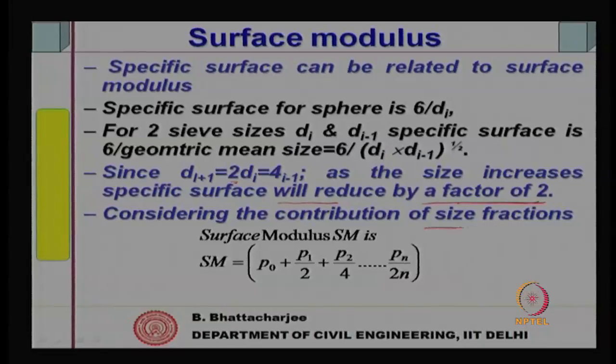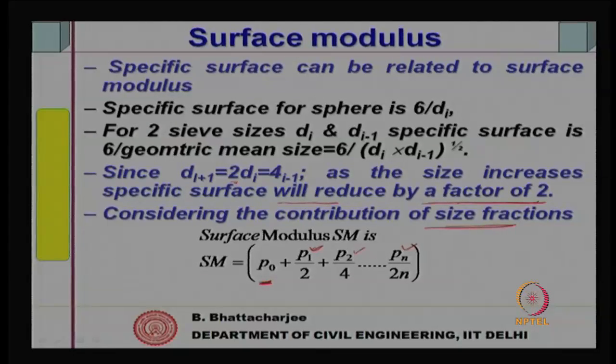So, considering contribution of all size fractions, I can write therefore, surface modulus as, this is the size fraction of the bottommost sieve that is retained in 75 micron passing through 150, and this is the P1, P2, P3.